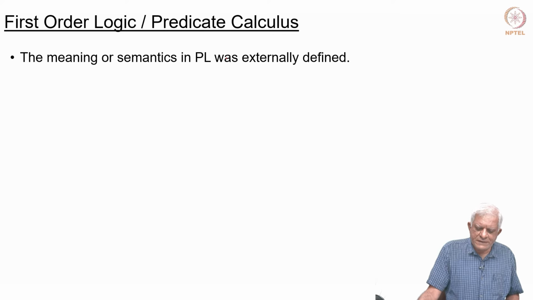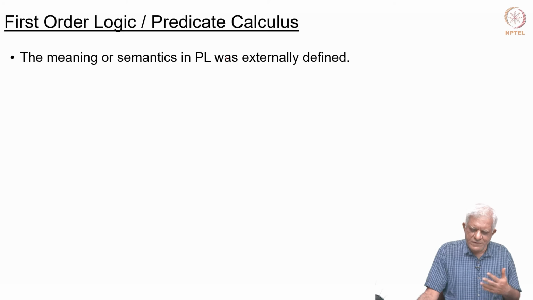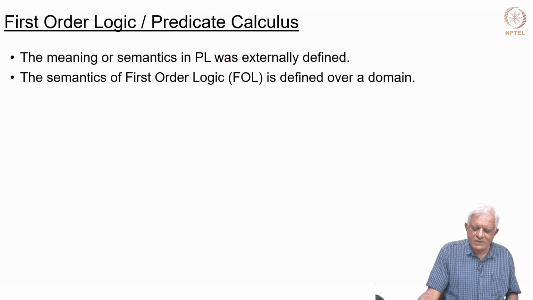The meaning of the semantics in propositional logic was externally defined. We simply said that this statement is true, this statement is false. So, for example, we said R implies T is true or something like that. It was given externally essentially. The semantics of first order logic is defined over a domain, as we just said.